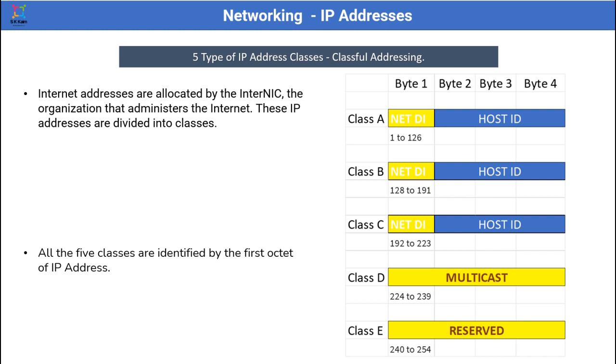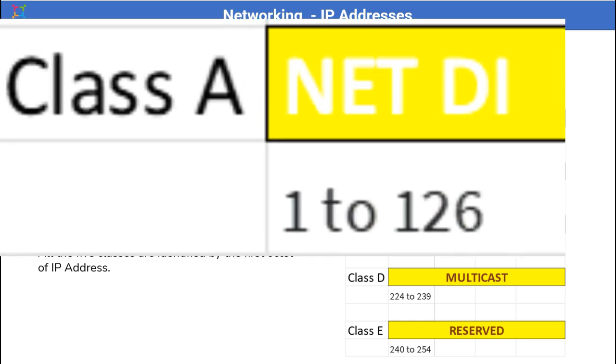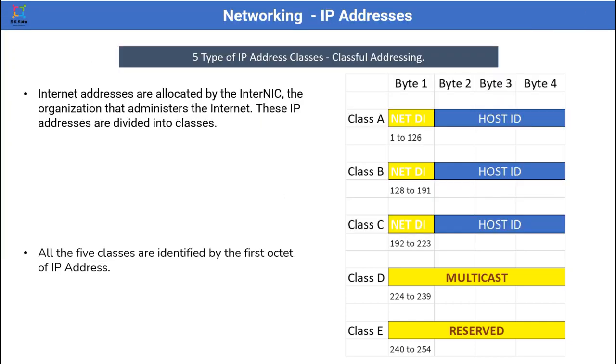We have class A, class B, class C, class D, class E. As per the rule, we need to look at the first octet of the IP address to find the class of the IP address, by looking at the number written in the first octet. If the number is from 1 to 127, it will be a class A IP. The number 127 in the first octet is reserved for a specific purpose, so we do not use that. So the range that we can use for class A IP addressing is from 1 to 126.